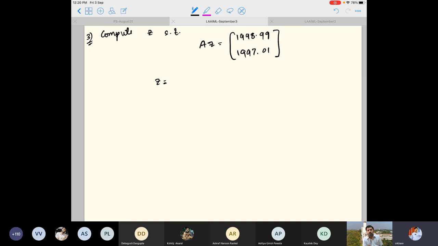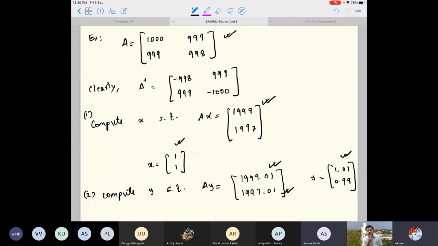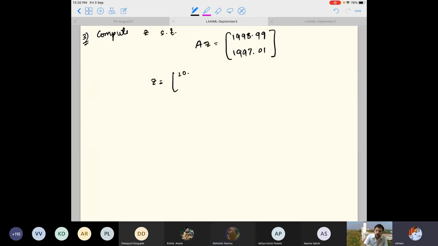Sir, could you show the matrix B? 20.97 and minus 18.99. Minus 18.99.